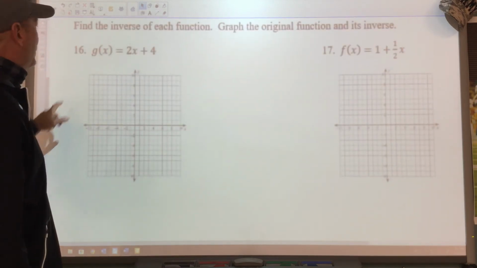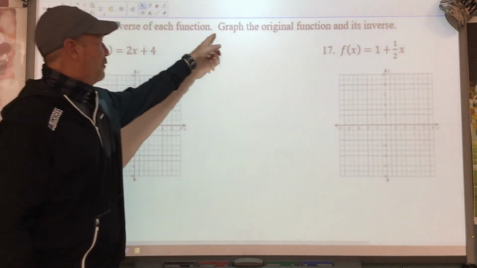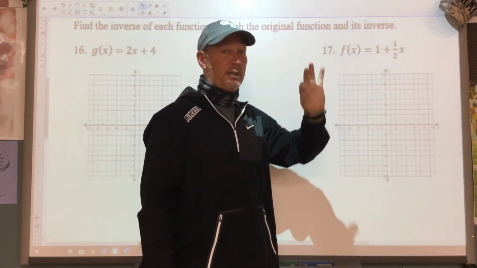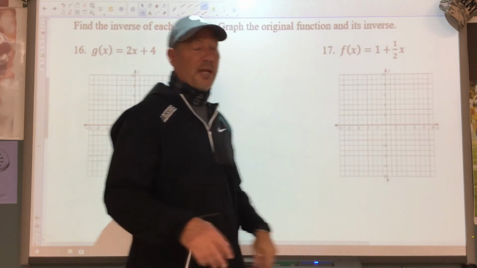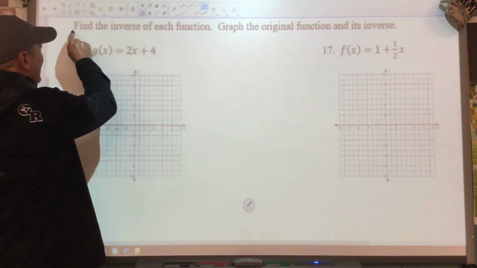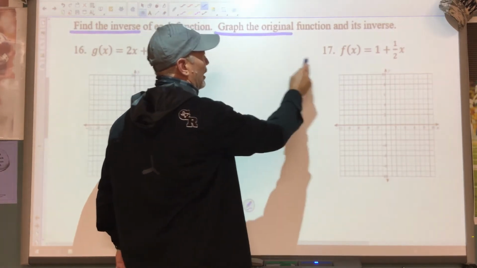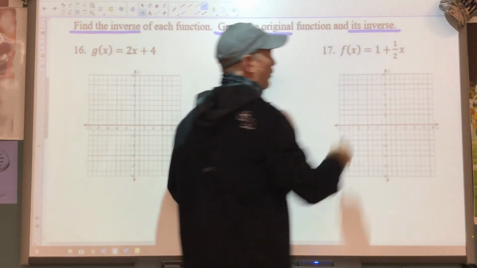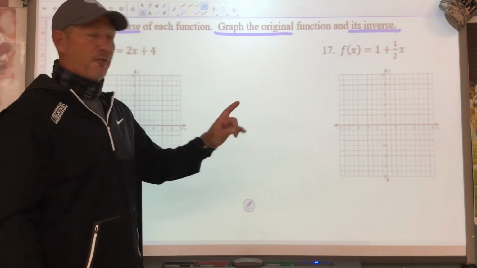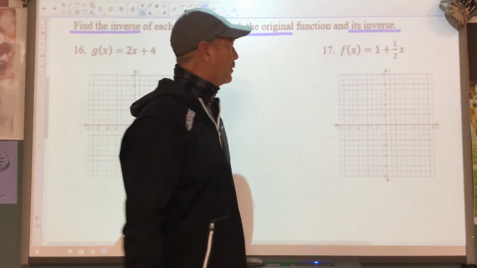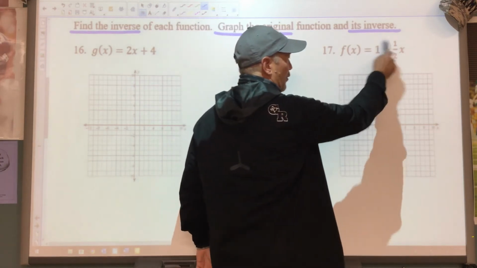All right, so the directions say we're going to find the inverse of each function, graph the original function and its inverse. 3 steps, just like the worksheet we had in the past. You've got to find the inverse, graph the original, and then graph the inverse. 3 steps. All right, so first, step 1, I'm going to go ahead and just graph the original problem. It's a little bit different order.